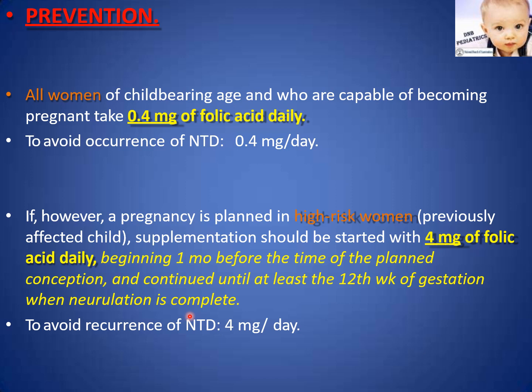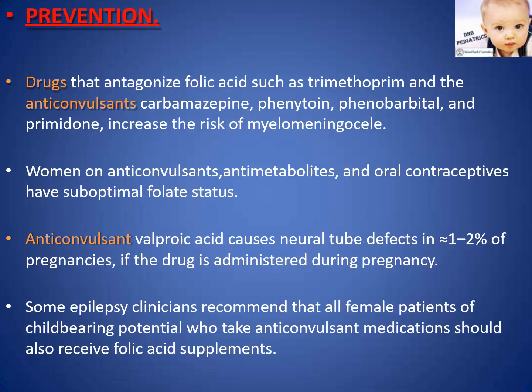And we should start it at least 1 month before the planned conception, and it should be continued until the 12th week of gestation, where the neurulation process is completed. That is 4 milligram per day. Drugs that antagonize the folic acid supplementation include trimethoprim and anticonvulsants like carbamazepine, phenytoin, phenobarbital and primidone. These drugs antagonize the effect of folic acid. So if the ladies are using these drugs during pregnancy, we have to be more conscious.